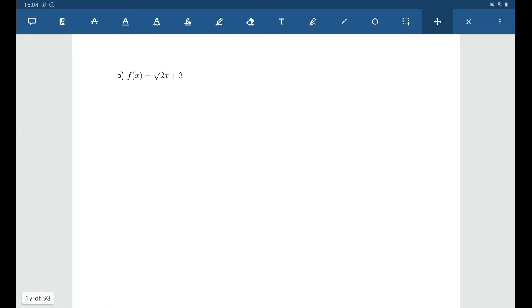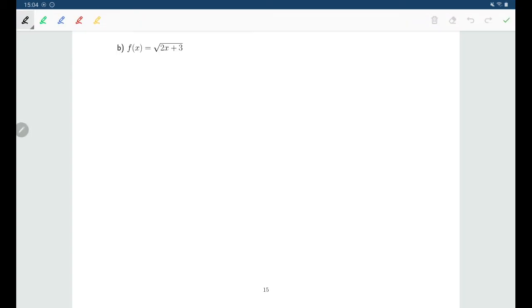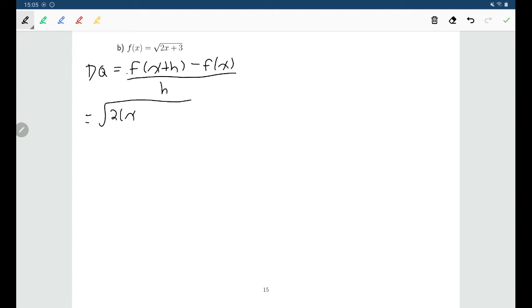We're going to do one more difference quotient here. And so for this, we're going to take f of x, our function, and find the difference quotient. So that's f of x plus h minus f of x all over h. So we'll have the root of 2 times x plus h plus 3 minus the root of 2x plus 3, all over h.